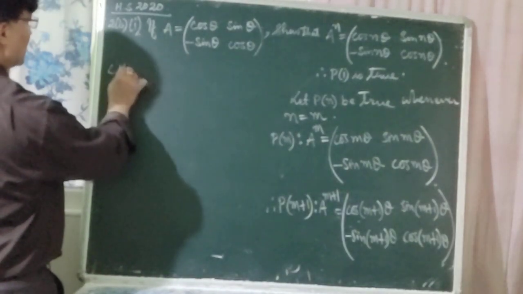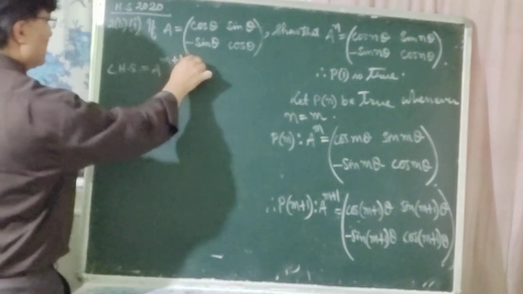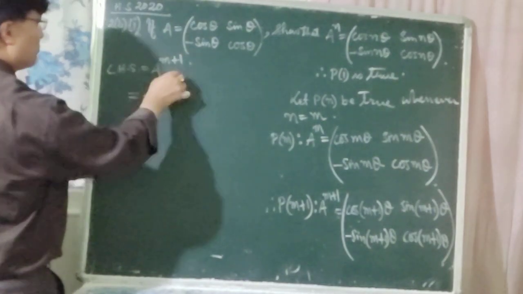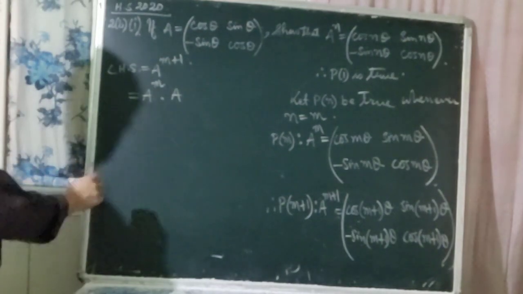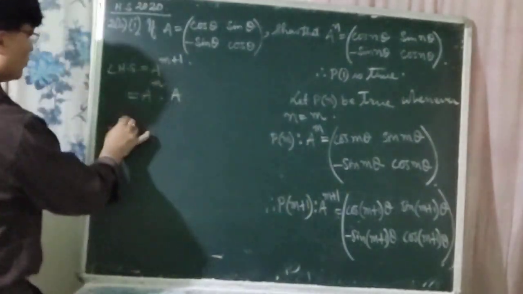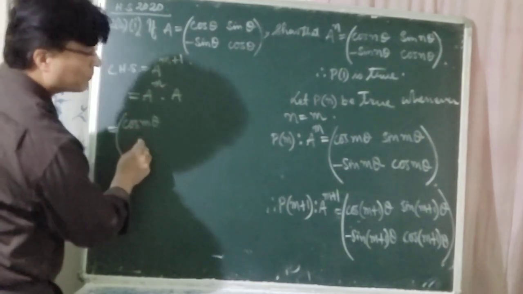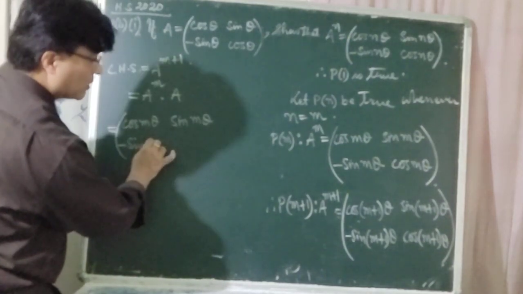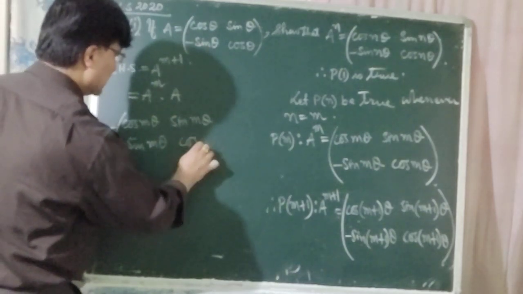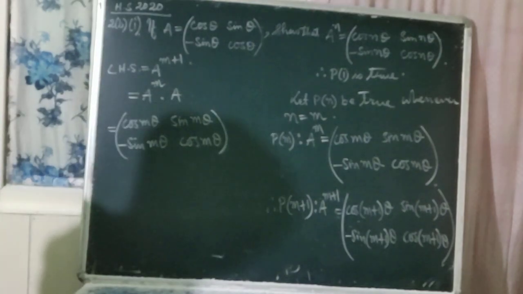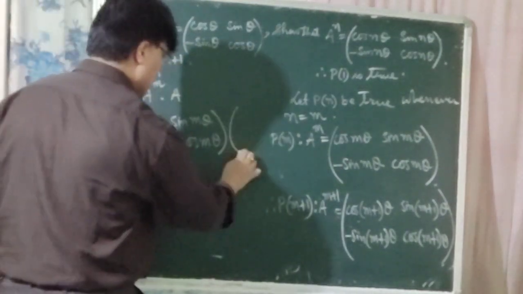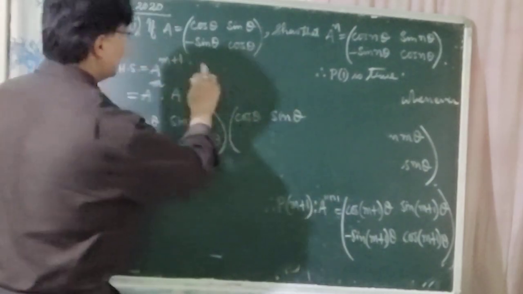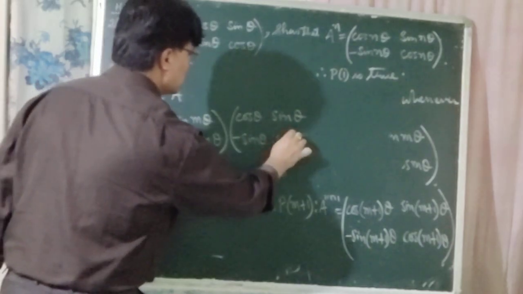So what is the left hand side here? A to the power n plus 1, which we can simplify further as a to the power n into a. You can split the term here. What is a to the power n? It is the matrix cos n theta, sin n theta, minus sin n theta, cos n theta. Next, what is a? A is the given matrix. Write down the given matrix here: cos theta, sin theta, minus sin theta, cos theta.